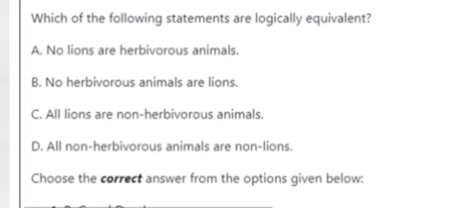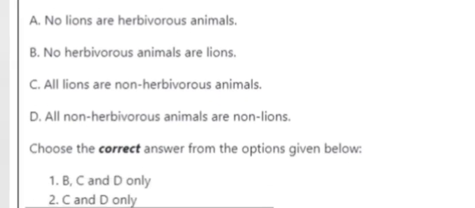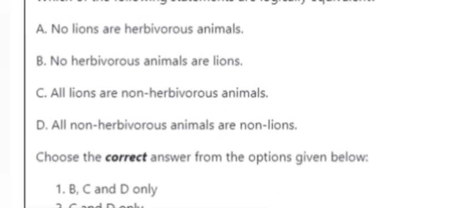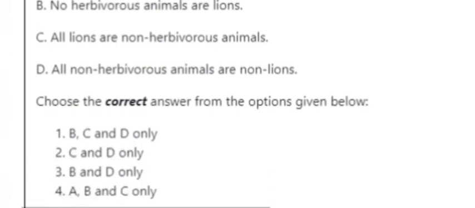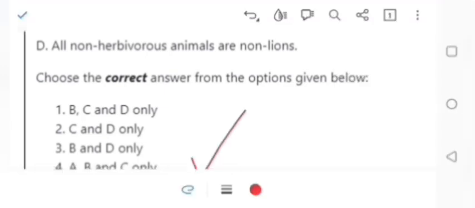28 says, which of the following statements are logically equivalent? A, B, C, D are given. A: No lions are herbivorous animals. B: No herbivorous animals are lions. C: All lions are non-herbivorous animals. D: All non-herbivorous animals are non-lions. Choose the correct answer from the options given below. It will be A, B, and C. These three are correct.